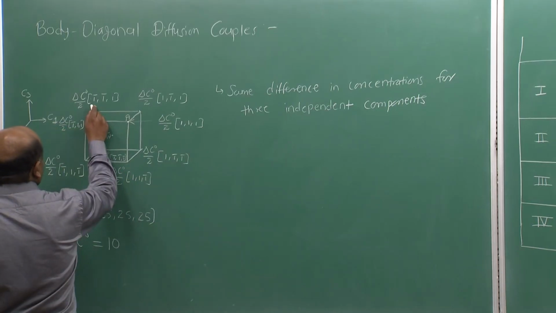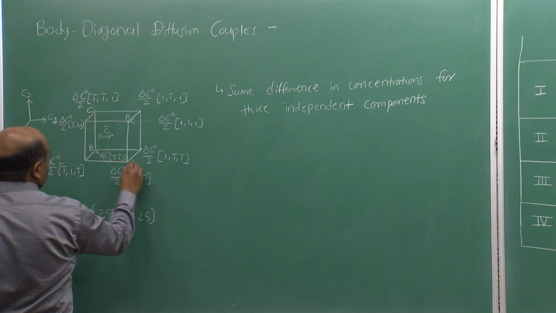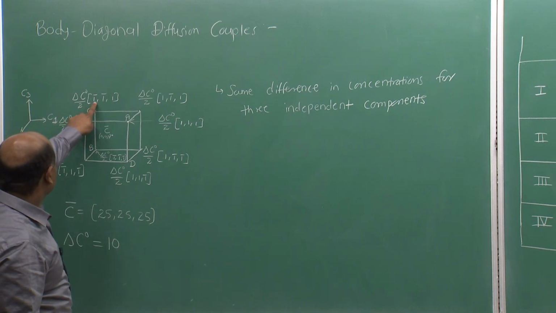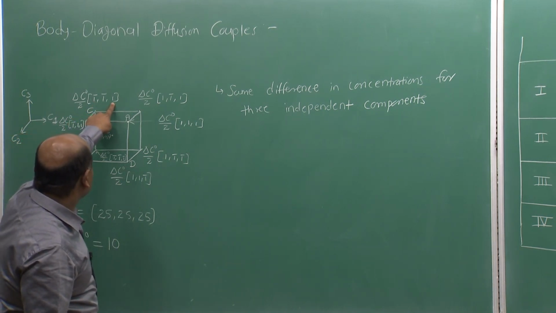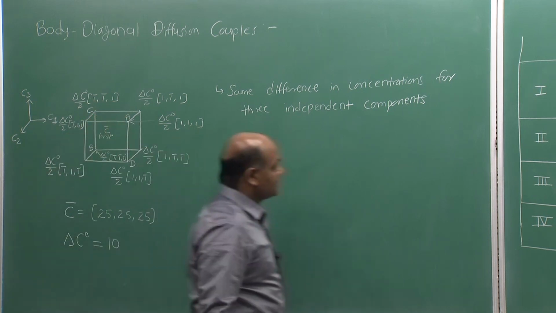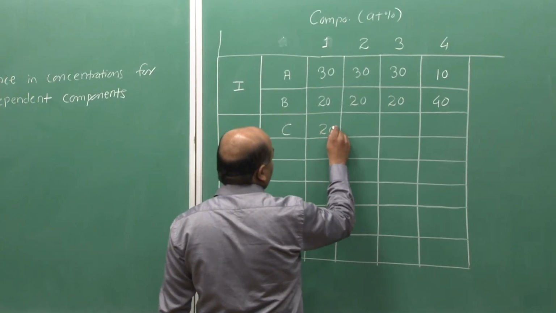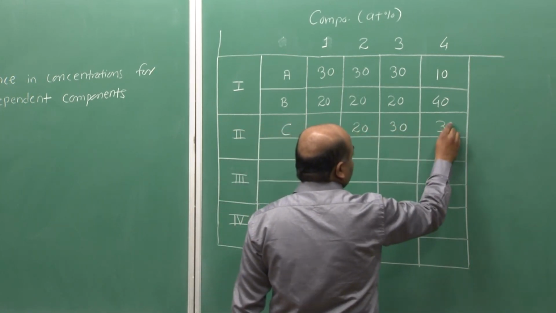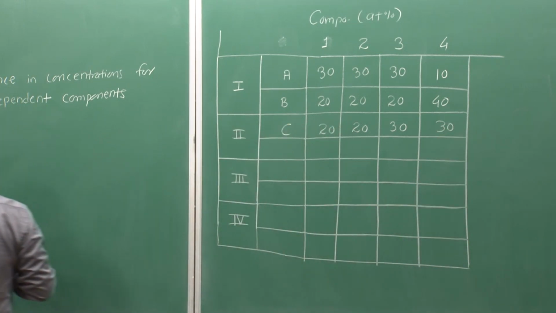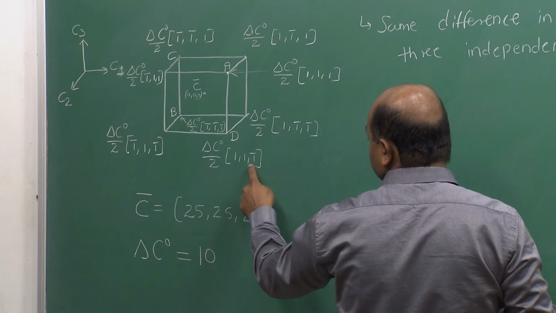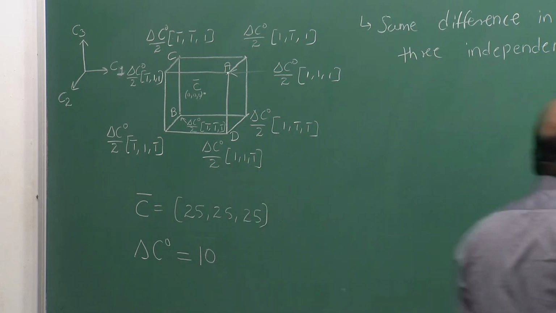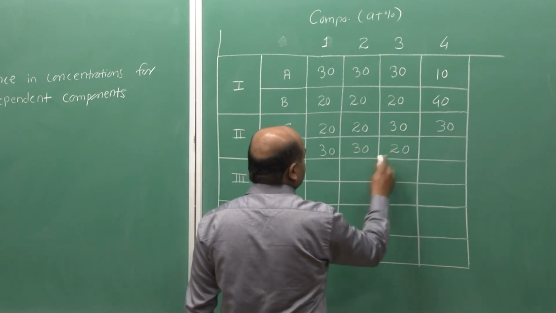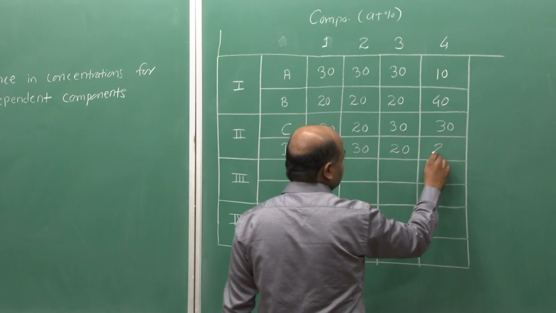The second couple can be, let us call this C D. So, the composition of C is -5 -5 5. So, that will be 20 20 30. So, 30 plus 20 is 50, 70. So, the remaining will be 30. Composition of D would be +5 +5 -5, 30 30 20. Remaining will be 20.